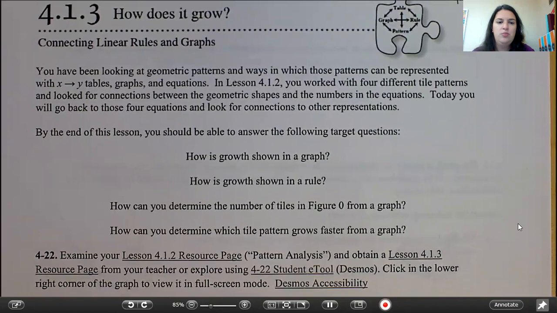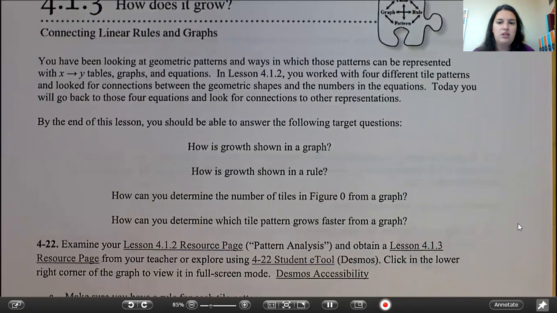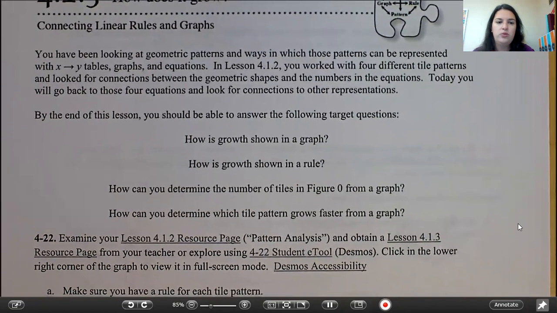You have been looking at geometric patterns and ways in which those patterns can be represented with XY tables, graphs, and equations. In lesson 412, you worked with 4 different tile patterns and looked for connections between the geometric shapes and the numbers in the equations. Today you will go back to those 4 equations and look for the connections to other representations. By the end of this lesson, you should be able to answer the following target questions.